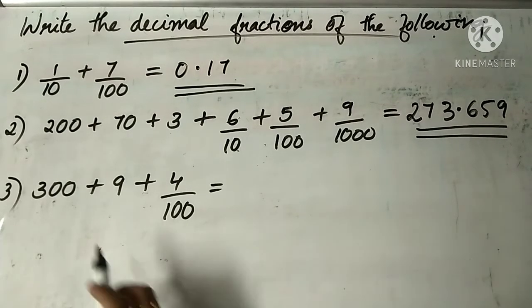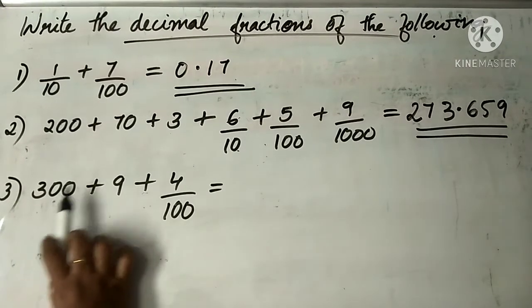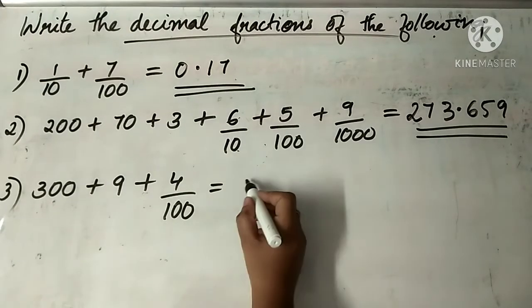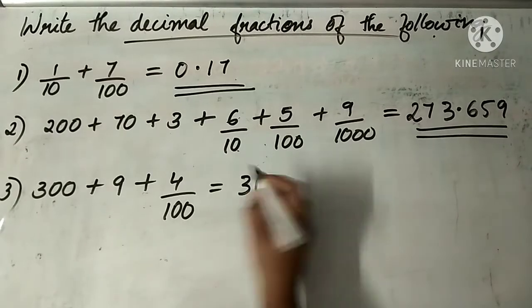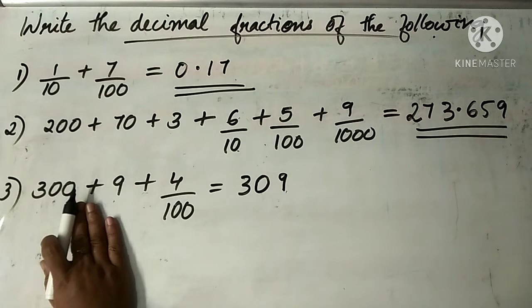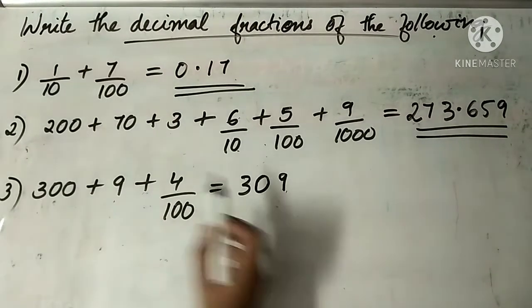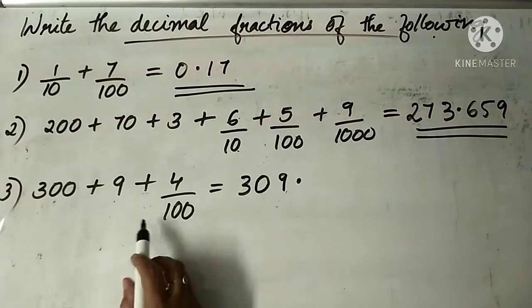Third question, 300 plus 9 plus 4 by 100. Children, please listen here. In the whole number part, the hundreds place is given, the ones place is given, the tens place is missing. So we write 3, and instead of tens, we write 0. Then comes 9. 9 is in the ones place. There is nothing given in the tens place, so we write 0. Then in the hundreds place, 3. Then comes the decimal point.